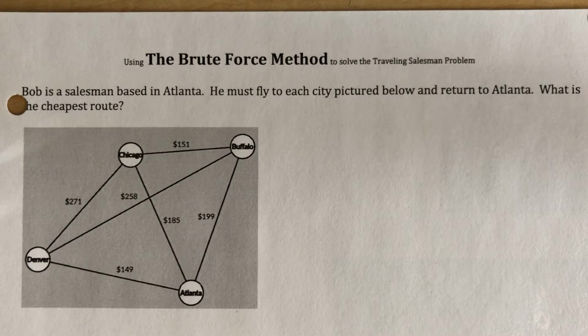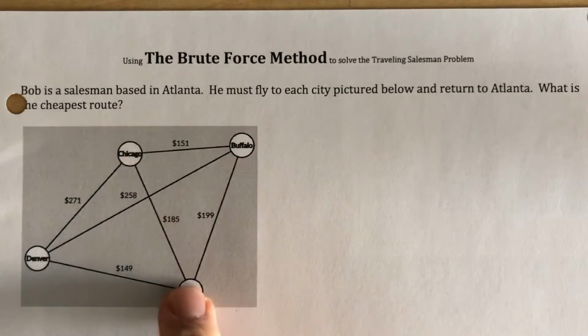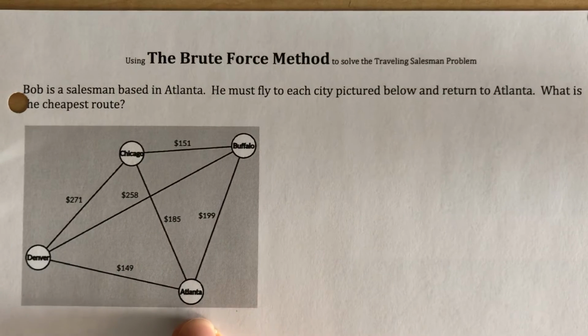All right, Bob is a salesman. He is based in Atlanta. He has to fly to each city pictured below, and he has to return to Atlanta. So let's go ahead and talk about what that really means. He's really going to do a Hamiltonian circuit. So he's hitting every city, all four of these cities, and going back to Atlanta.